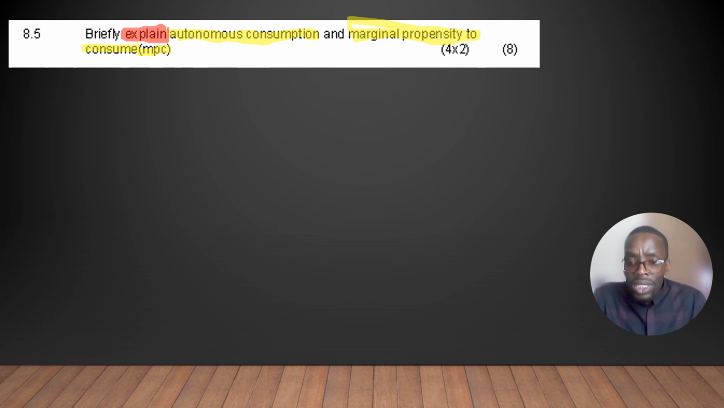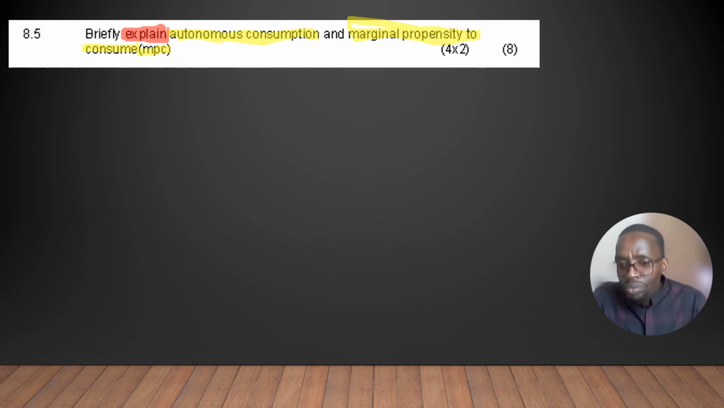In this case, I was expecting that learners were going to say autonomous consumption is consumption or expenditure that occurs when income levels are 0. If you had said that, then you get your 2 marks there. Or another learner could also have said, even if a person does not have income, he still has basic needs, for example food, shelter, water, and health care. So you still have to incur those costs. If you have said that, again, you get your 2nd mark.